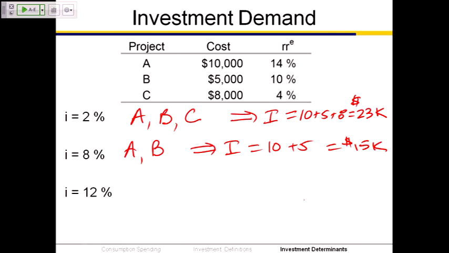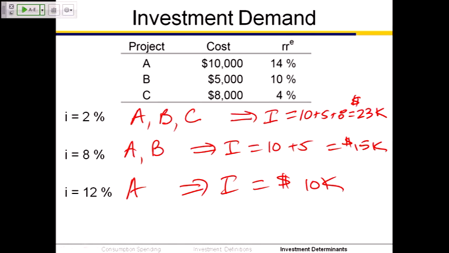Now, which projects are profitable, A, B, or C? A is the only profitable project, which means that their investment spending is going to be just $10,000. As interest rates rise, fewer potential projects are profitable. As interest rates increase, fewer potential projects are profitable, so fewer investment projects will be undertaken. There will be less money spent on investment, less machinery purchased, less construction spending. An increase in interest rates decreases investment spending because previously potentially profitable projects become unprofitable.